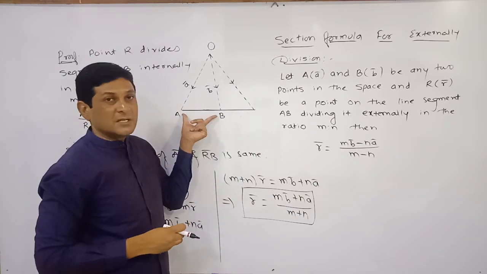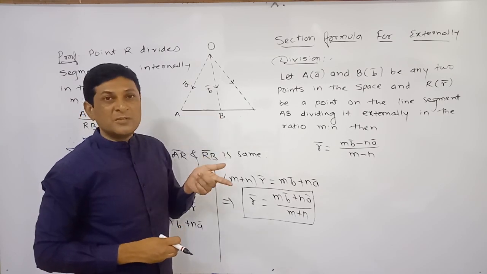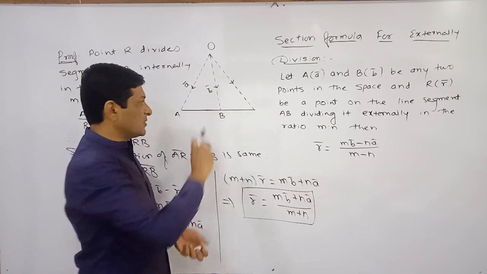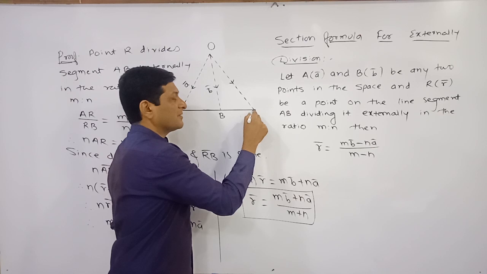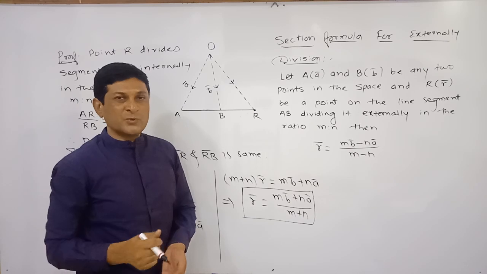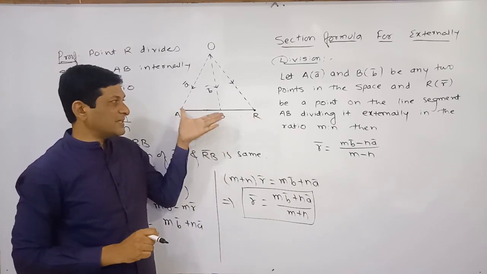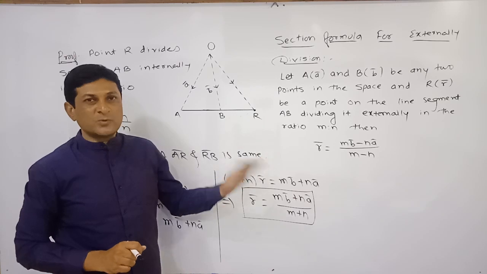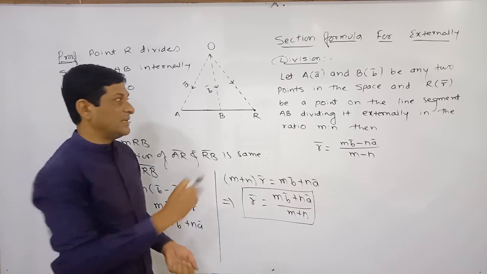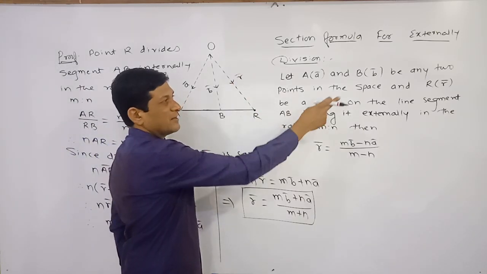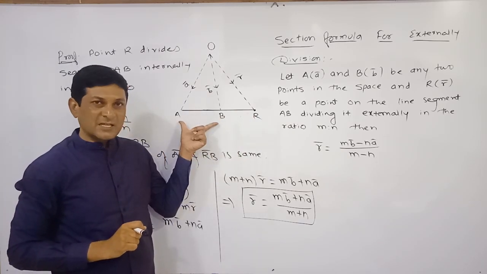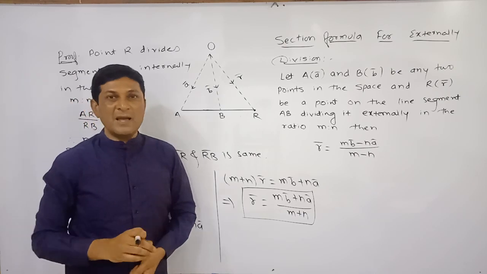Externally means it is an external point of segment AB. External point means it does not lie on the segment anywhere; it lies on the extended part of this segment AB. So let us extend this segment AB and consider one point R on the extended part. Here we can observe that this point R is an external point of segment AB. That's why we can say that point R divides segment AB externally in the ratio M is to N, where its position vector is denoted by R bar. All the given conditions are shown in this figure.